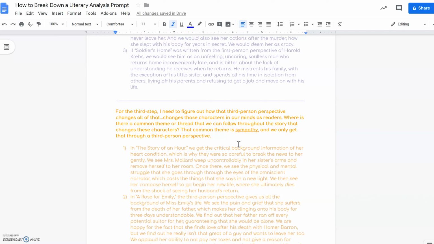So now, how does that third-person perspective change all of that? How does that third person, an outside view, change these characters in our minds? Is there some kind of common theme or thread that we can follow throughout the story that changes them for us, that makes them less selfish, less uncaring? And that common theme is sympathy. Can we feel sympathetic for them based off of what we see from the viewpoint of third-person narration? We can only get sympathy for them through a third-person perspective.